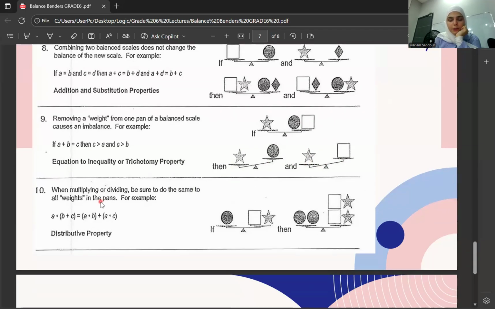Now, the tenth property: when multiplying or dividing, be sure to do the same to all weights in the pans. For example, if I want to multiply the circle with another circle, I also multiply the square with another square and the star with another star, to make sure that we have equal arms of the pan or arms of the balance.